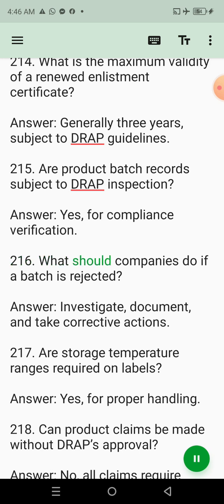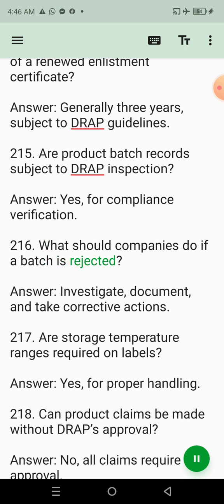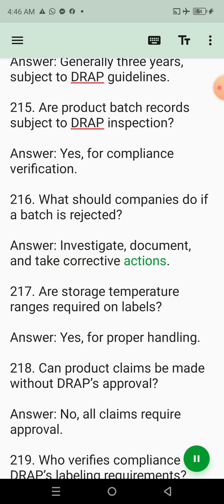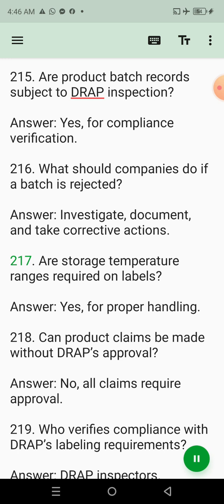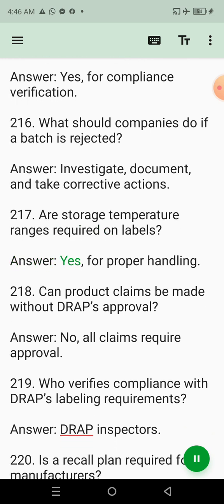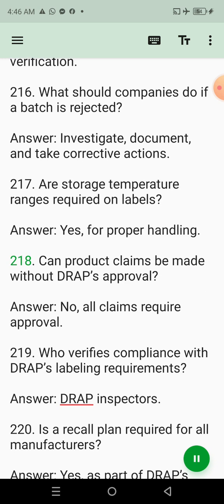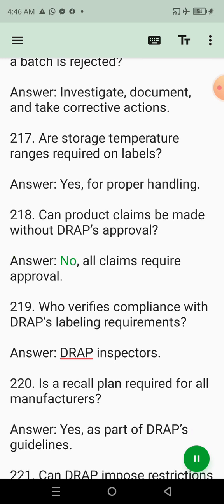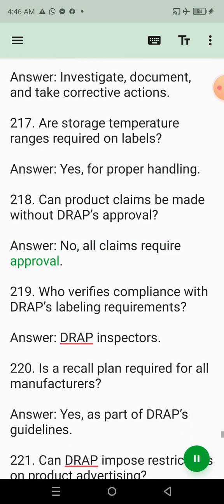216. What should companies do if a batch is rejected? Answer: investigate, document, and take corrective actions. 217. Are storage temperature ranges required on labels? Answer: yes, for proper handling. 218. Can product claims be made without DRAP's approval? Answer: no, all claims require approval.